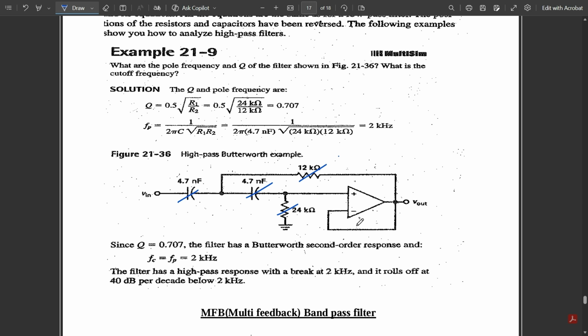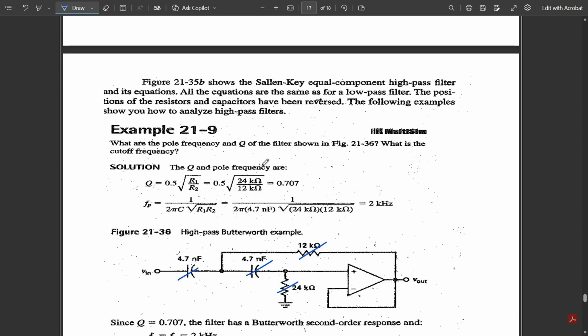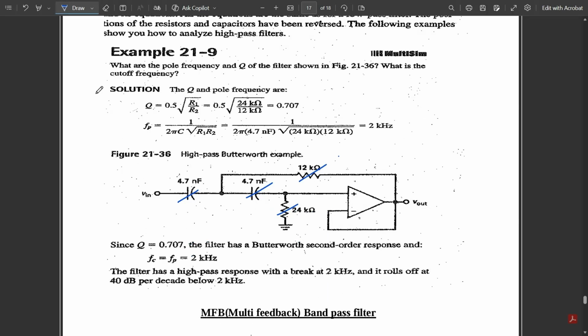Okay. So with respect to that, you could be calculating the value for Q and pole frequency, because in the question they mention to calculate the value for Q and for pole frequency. Okay. So Q value for high pass filter is 0.5 into square root of R1 by R2. R1 is the input resistance value, that is 24 kilo ohm, divided by R2, the feedback resistance, that is 12 kilo ohm. Okay, 24 kilo ohm by 12 kilo ohm, kilo gets cancelled, and if you solve it, you will be getting the answer as 0.707. So whenever we get 0.707, it is obvious that the Butterworth filter is happening here. So that's why this is an example of a Sallen-Key high pass Butterworth filter.